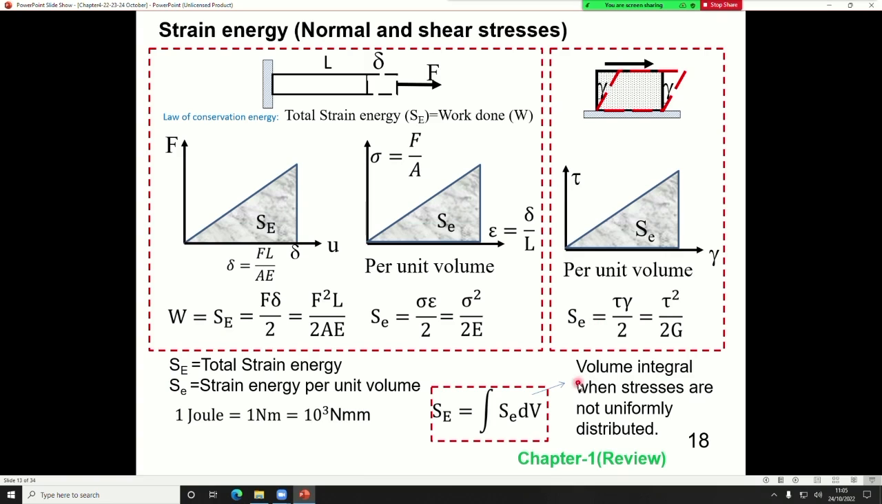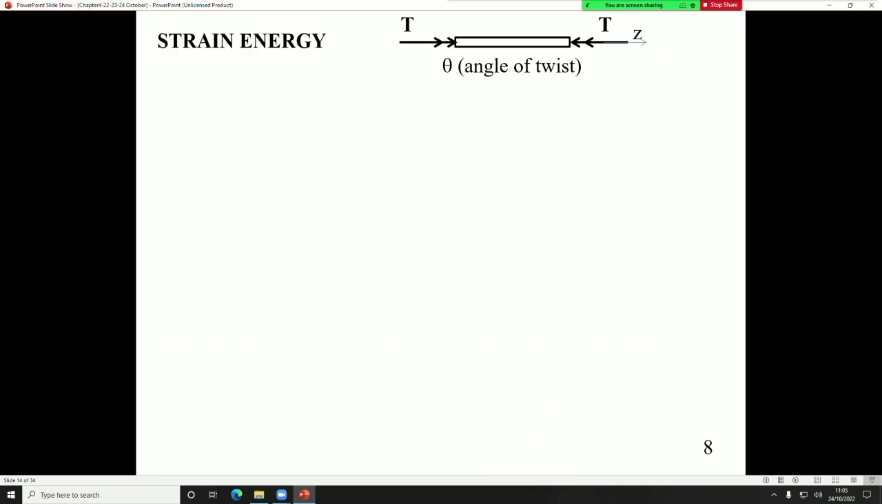So this is a review slide. I call it slide 18, but it's coming from chapter one. I put this at the very end of your slides in chapter 4. So if you're after the strain energy stored in a circular cylinder which is subject to a torque, as I said, one of the assumptions was the material has linear elastic behavior. And this is the law of conservation of energy. The total energy stored is equal to work done by the external force or external torque.